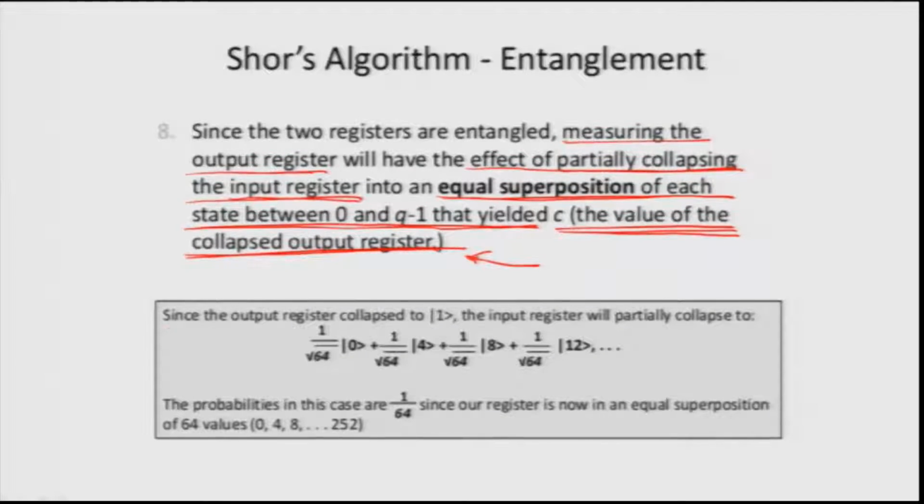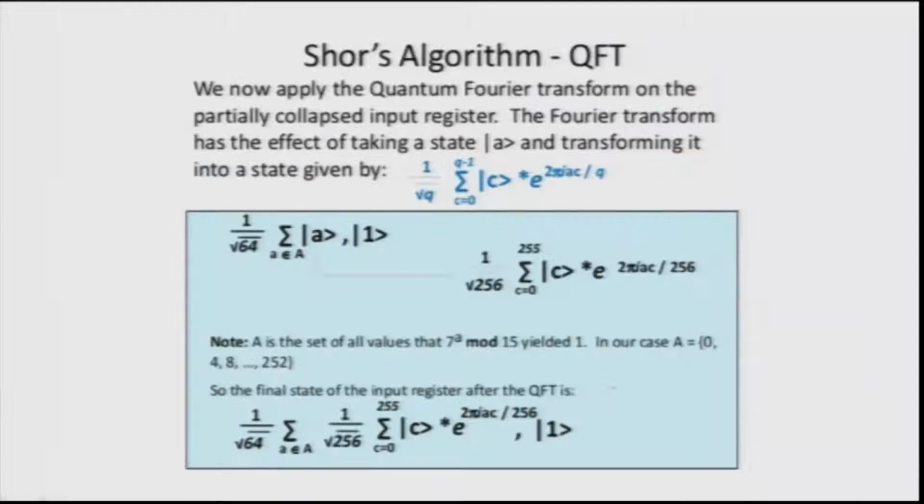Essentially, if we have found the value of 1 as my output register, then the input register will partially collapse to this. The probability of each of these cases will be 1 over 64, since our register is now in an equal superposition of 64 values which range from 0 to 250. If you notice, we already have 0, 4, 8, and so on and so forth. There is periodicity sitting in there, but let us see how it works.